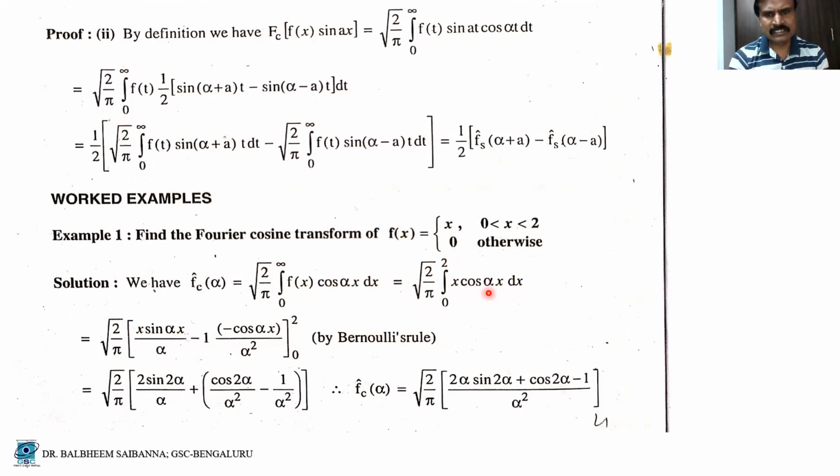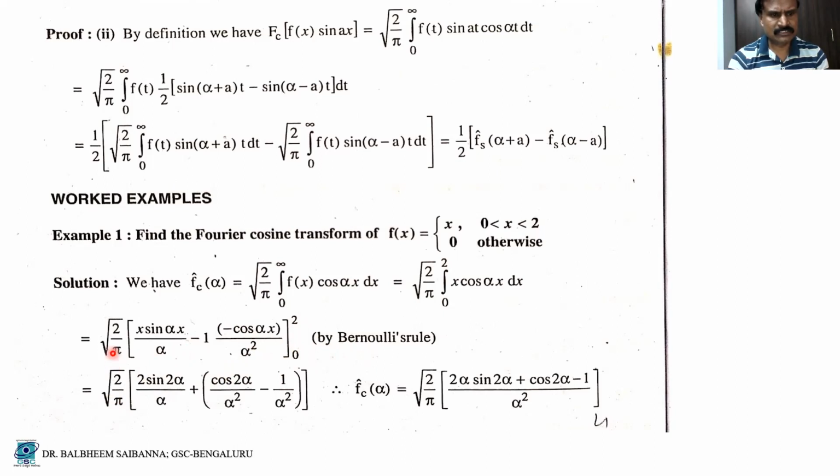x as it is, then integration of cos alpha x with respect to x is sin alpha x by alpha, minus the derivative of x, which is 1, times the next integration: minus cos alpha x by alpha square. Once again I repeat, the derivative of x is 1. In Bernoulli's rule, plus and minus signs alternate continuously. Then there is no next term. Why? Because if we differentiate this one with respect to x, it goes to 0. That is why there are no terms after this. The upper limit is 2, the lower limit is 0.